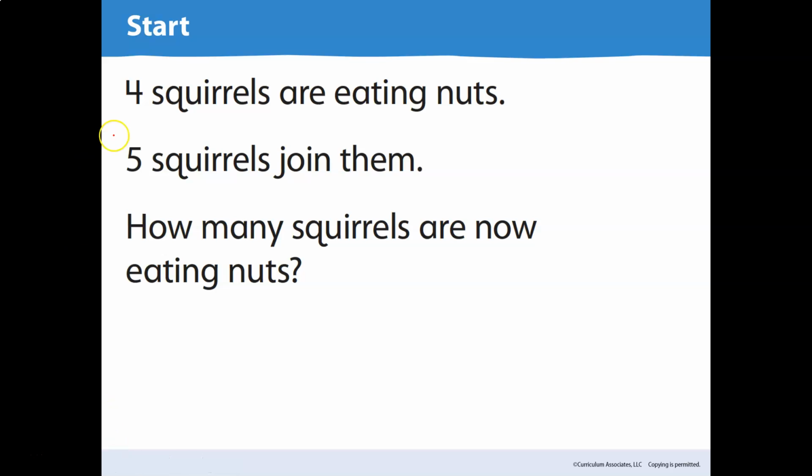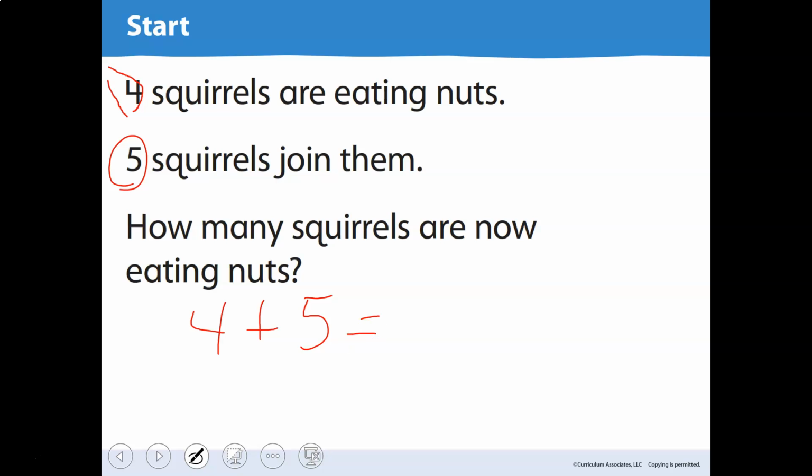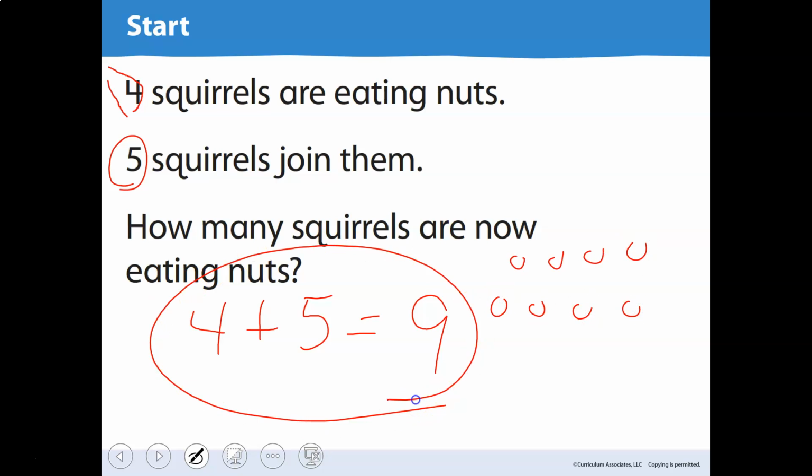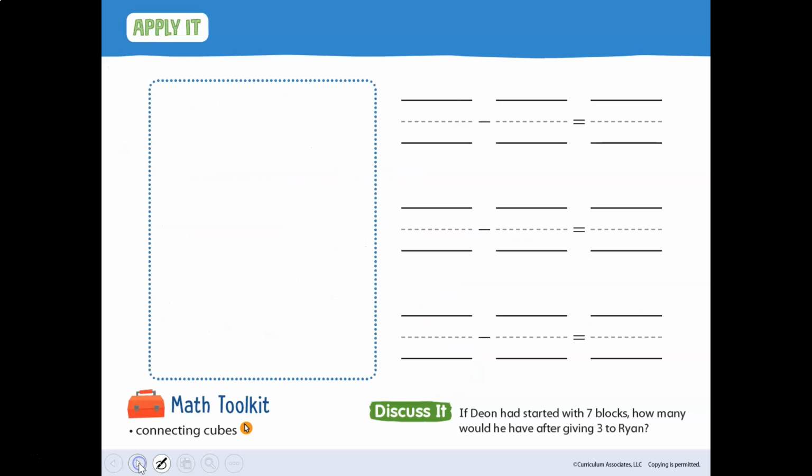Great, so maybe you knew we were adding 4 here and 5 here. So it's an addition. 4 plus 5 equals how many? 9. Maybe you drew the 4 nuts and 5 nuts and then your number sentence. Yours might look a little different.